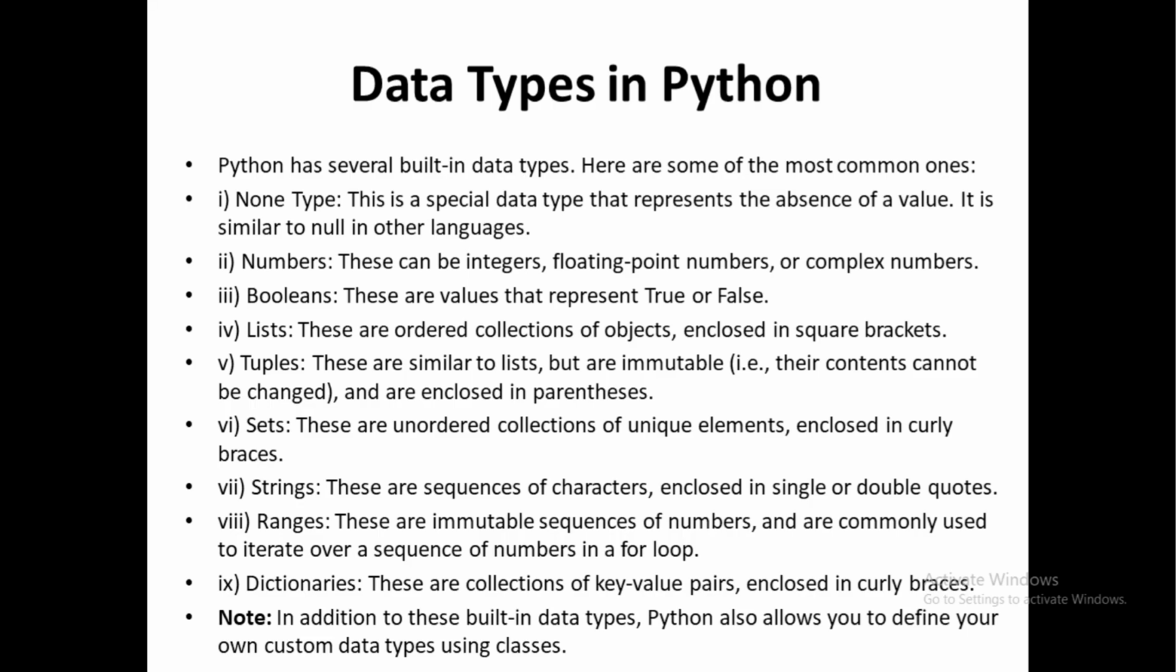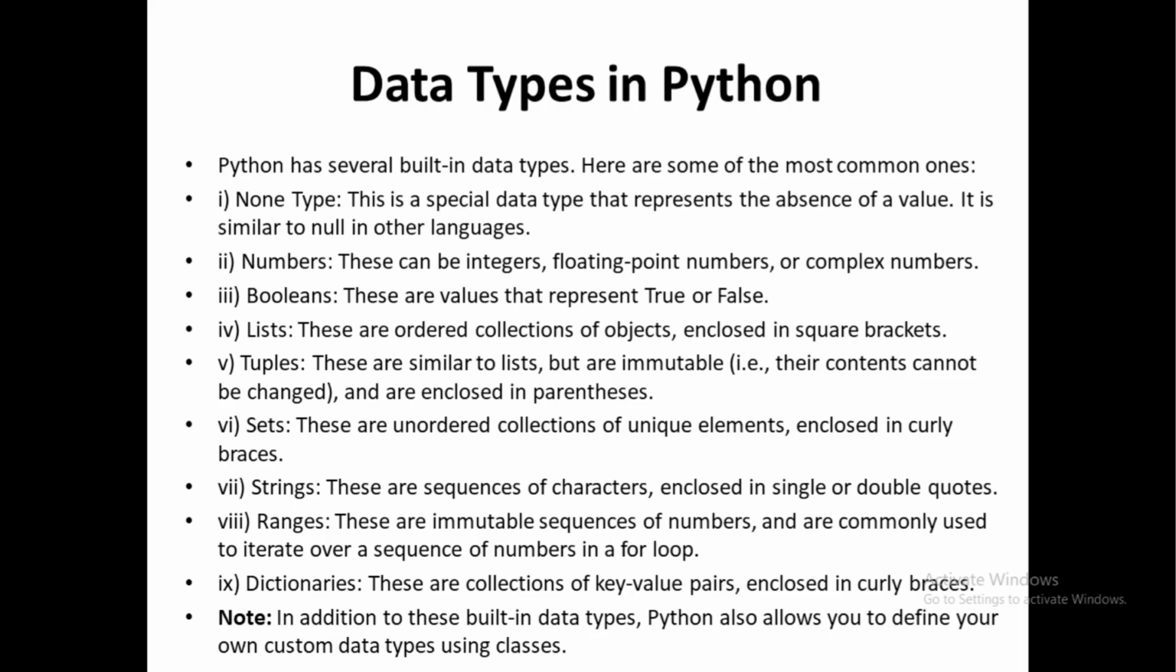Python has several built-in data types. Among these built-in data types, a few of the most commonly used are none type, numbers type, Boolean type, list, tuples, sets, strings, ranges, and dictionaries.